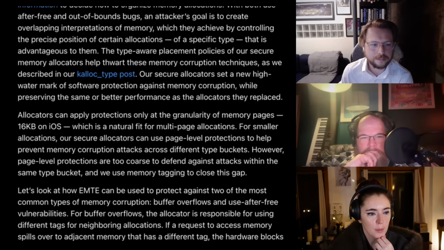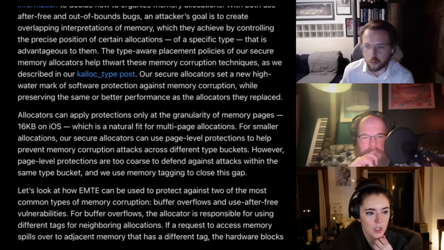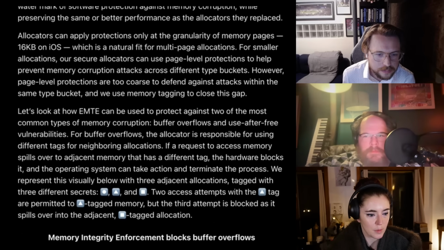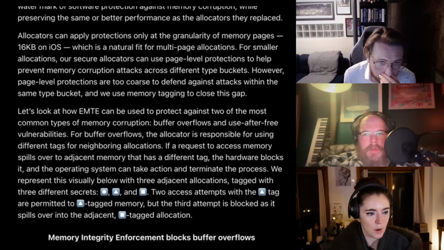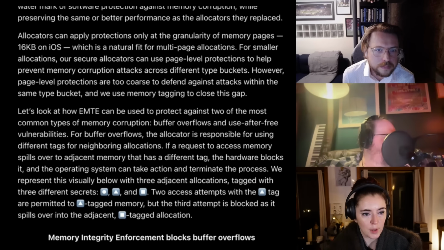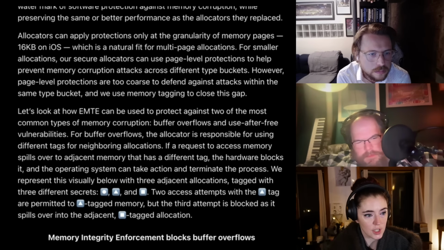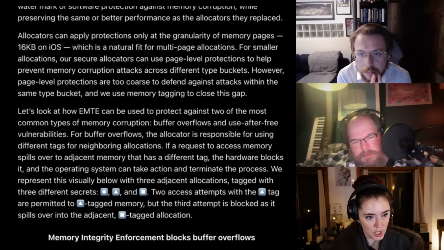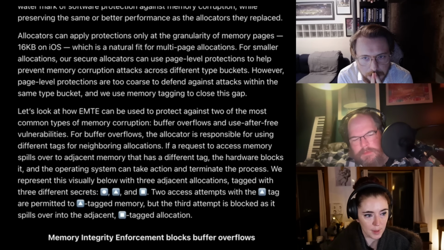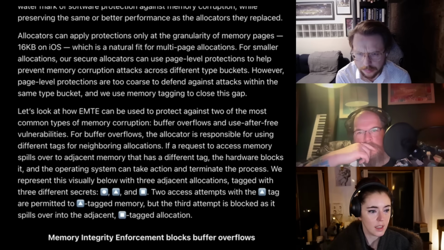Okay. Type-aware placement policies over secure memory allocators thwart memory corruption. Okay, yes. Does not hit performance. Performance is either the same or better. Allocators can apply protections only at the granularity of memory pages, 16 kilobytes on iOS. For smaller allocations, secure allocators can use page-level protections to help prevent memory corruption attacks across different type buckets. However, page-level protections are too coarse to defend against attacks within the same type bucket, and we use memory tagging to close this gap.